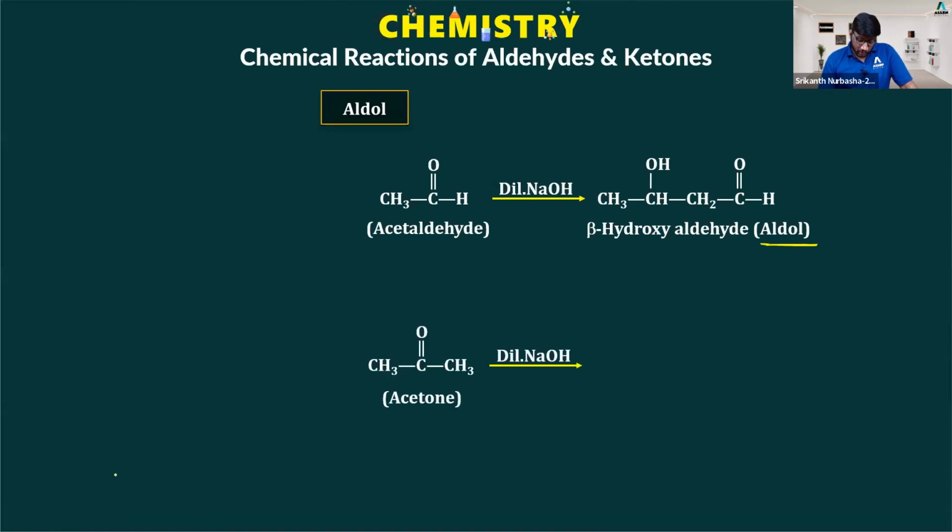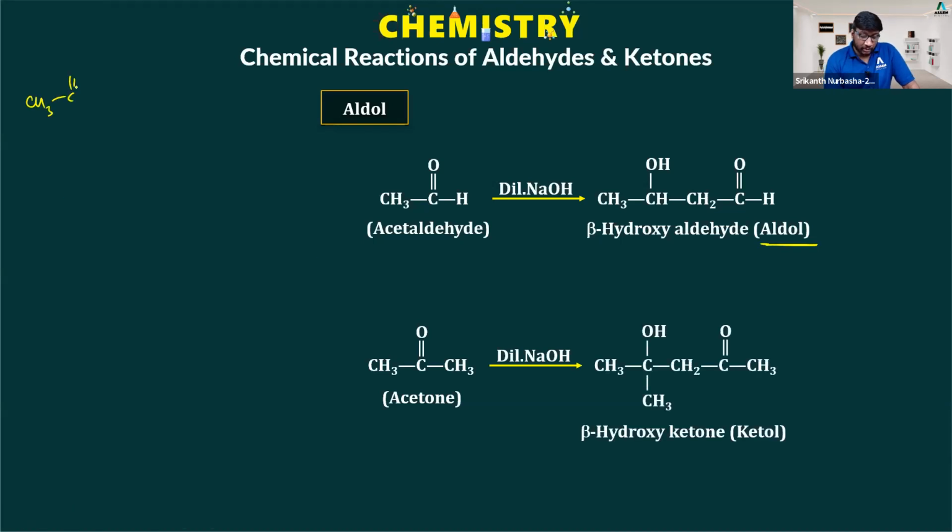Same if I take acetone, you will get this reaction. Acetone, CH3 C double bond O CH3, treated with OH minus, forms CH3 C double bond O CH2 minus. This then reacts with another acetone, CH3 C double bond O CH3.